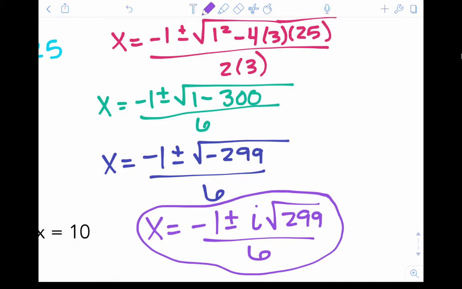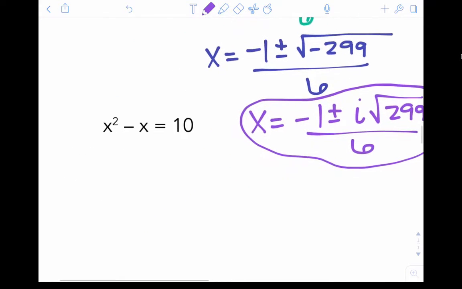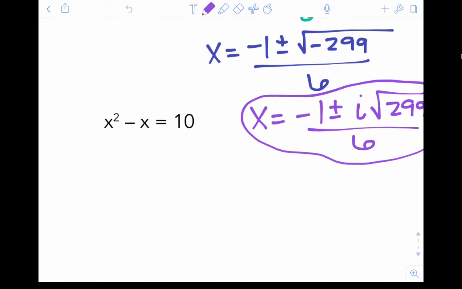All right, now I'm going to move on to the next one. Go ahead and try this one on your own. So pause the video, work through it, and then you can play the video and see if you did this correctly. The first thing you need to do here is get everything on the left side of the equal sign. So you subtract a 10 over. And then I need to notice that my a is 1, my b is negative 1, and my c is negative 10.